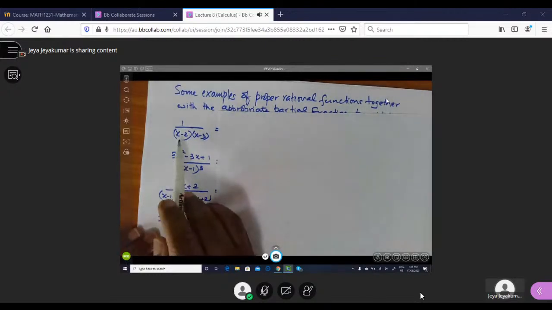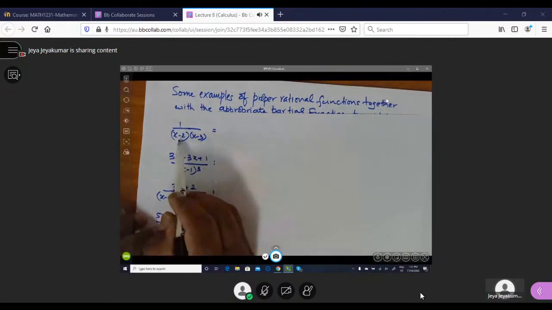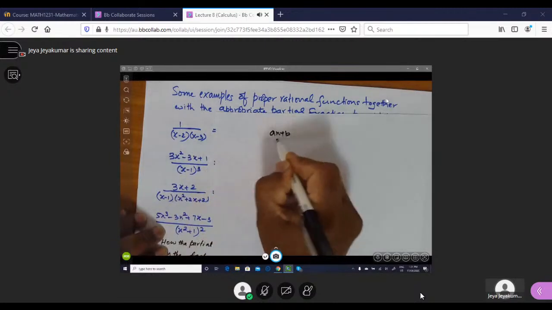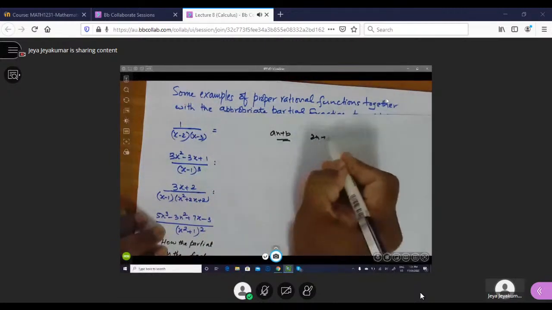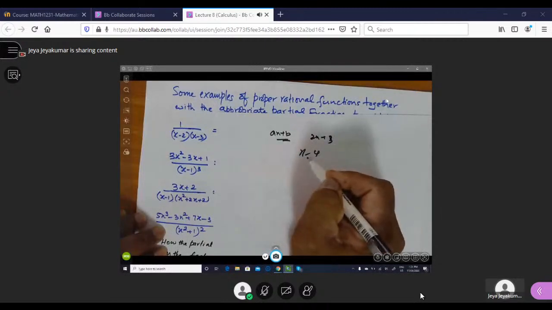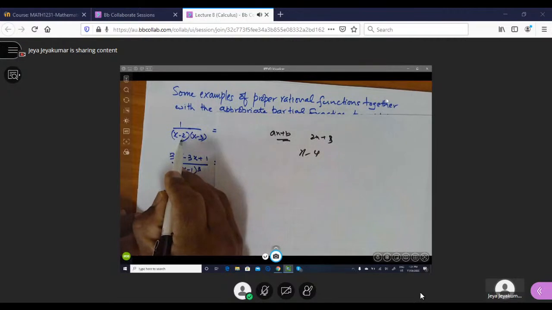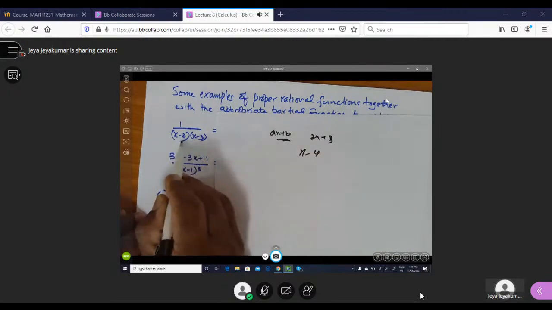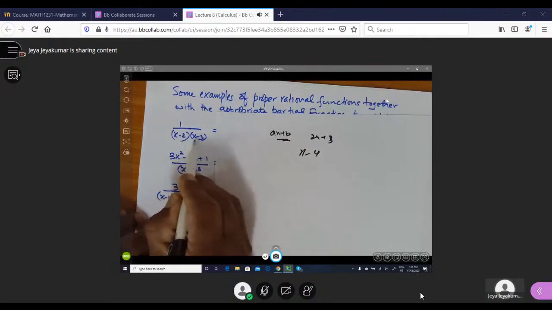So if you look at the first one here, you have a linear factor, x minus 2. A linear factor is a factor of the form, for example, ax plus b, or 2x plus 3, right? Or x minus 4, they are linear factors. So x minus 2 is a linear factor, x minus 3 is a linear factor. They are distinct linear factors, right? They are not repeated, x minus 2 and x minus 3.